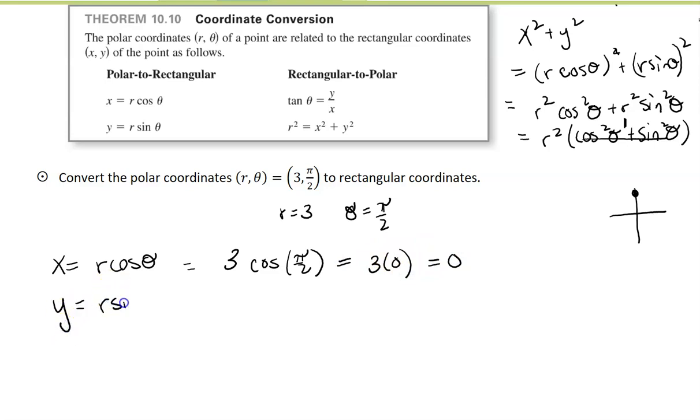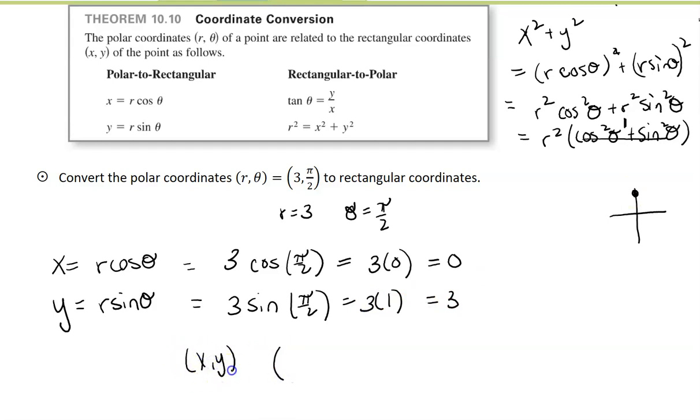Y is going to be r sine of theta, so that'll be 3 sine of pi over 2. And glancing back at my unit circle, I know that sine of pi over 2 is 1, so that'll be 3 times 1, or 3. So the coordinates in rectangular coordinates x, y are 0, 3.